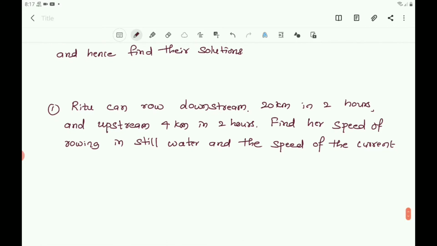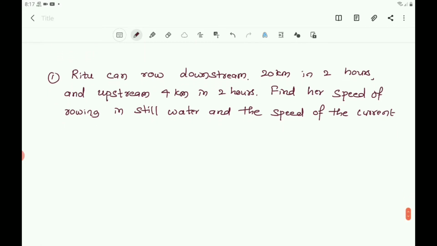Here the problem is given, that is the word problem. The first problem is: Ritu can row downstream 20 km in 2 hours and upstream 4 km in 2 hours. Find her speed of rowing in still water and the speed of the current. Here Ritu rowed downstream 20 km in 2 hours and upstream 4 km in 2 hours.